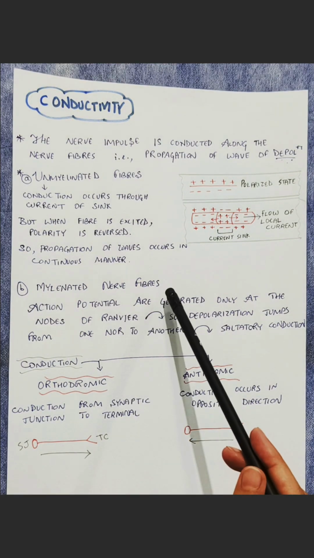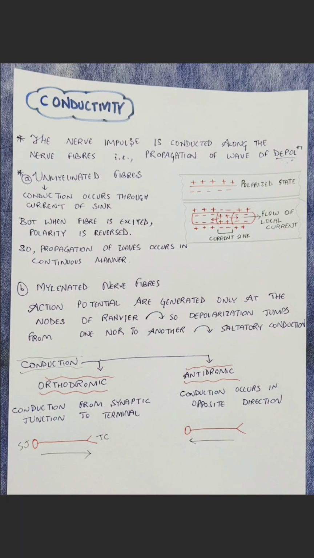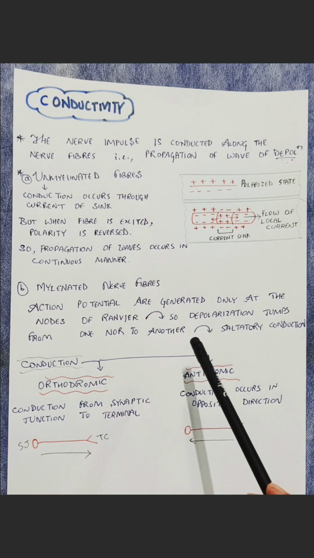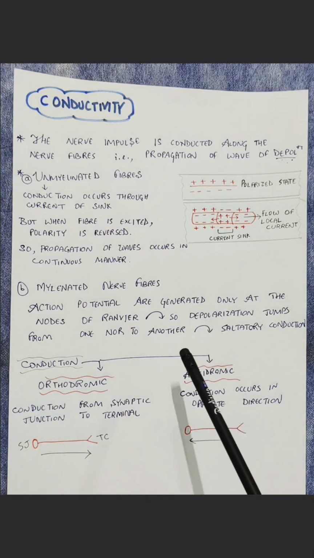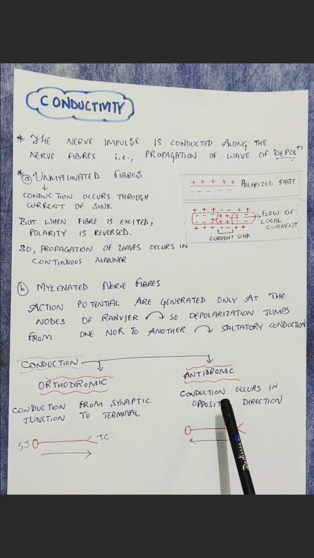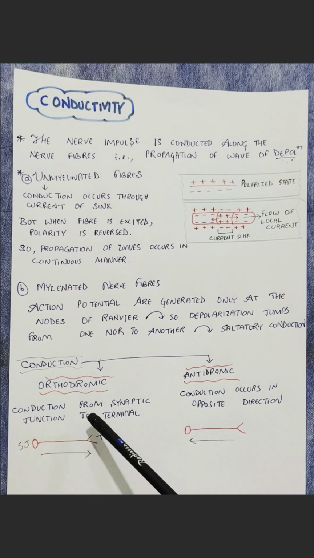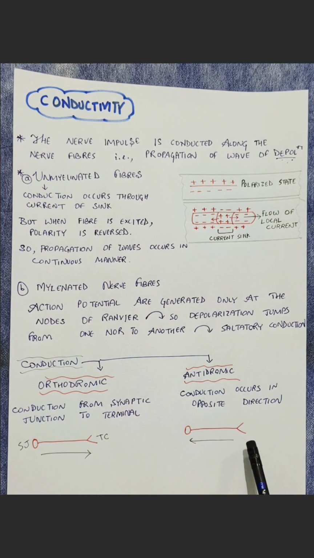In the myelinated nerve fibers, the action potentials are generated only at the nodes of Ranvier. So depolarization jumps from one node of Ranvier to another node of Ranvier, thus leading to saltatory conduction. Now conduction under saltatory conduction could be of two types, orthodromic or antidromic. Orthodromic is when the conduction occurs from the synaptic junction to the terminal cisternae. Antidromic is when the conduction occurs in the opposite direction.